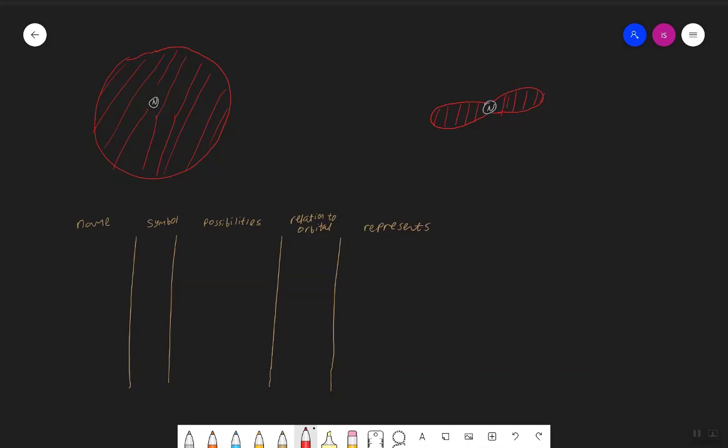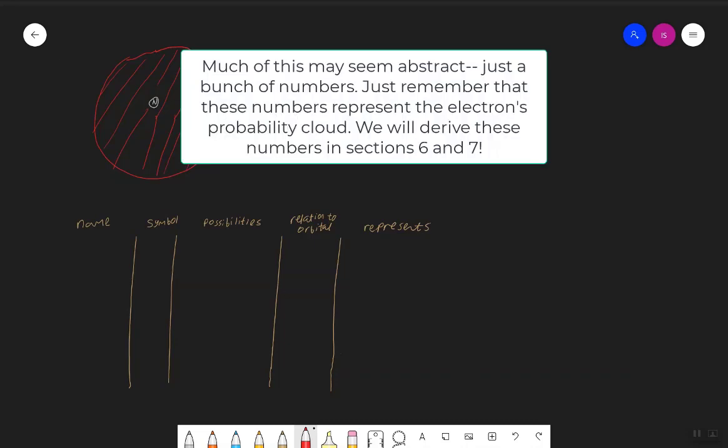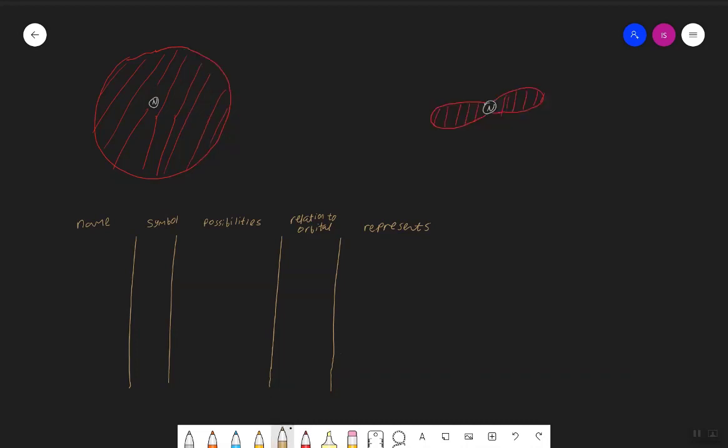So we have a probability cloud, and the probability cloud is called an orbital. That is the probability cloud an electron is in. And it is described by certain quantum numbers. So that is really what our focus of this video will be. We'll talk about some different quantum numbers, and I've got a table set up here with the name, the symbol, the possible values of the quantum number, and then how it's related to the orbital and what that quantum number will represent.